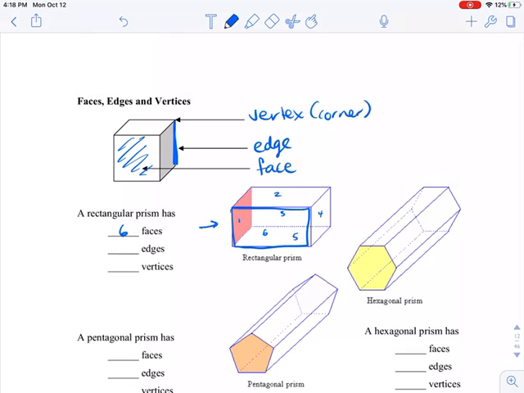How many edges do we have? 1, 2, 3, 4, 5, 6, 7, 8, 9, 10, 11, and 12. Did I get that right? Okay. And how many vertices? 1, 2, 3, 4, 5, 6, 7, 8.